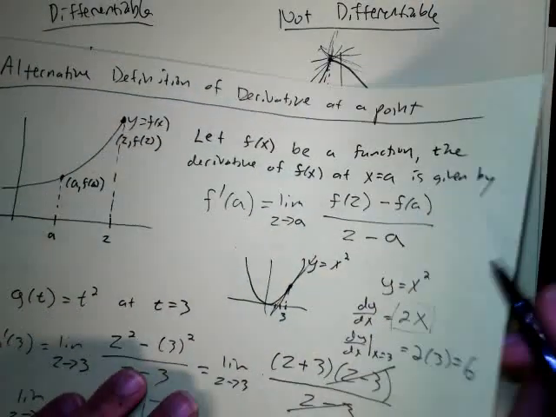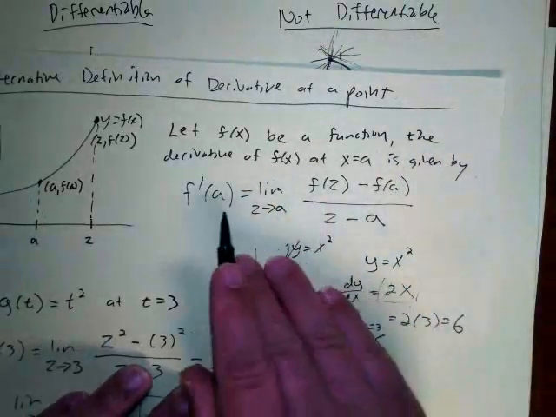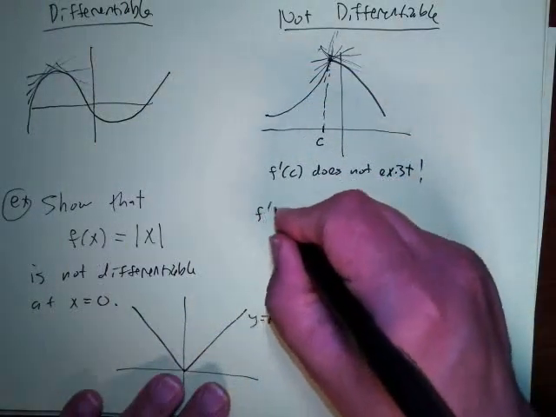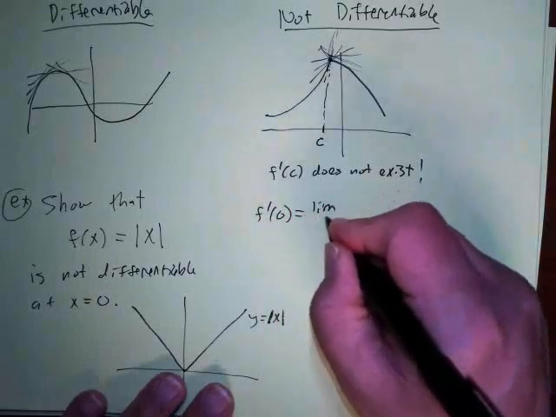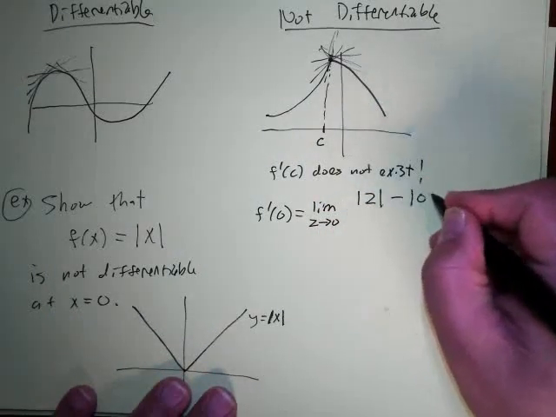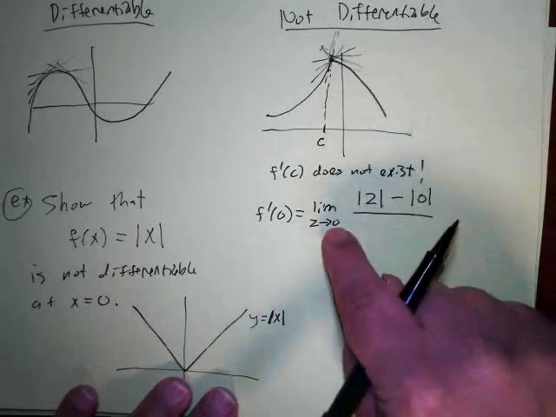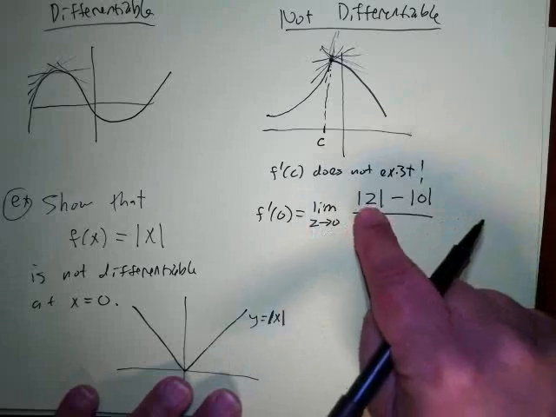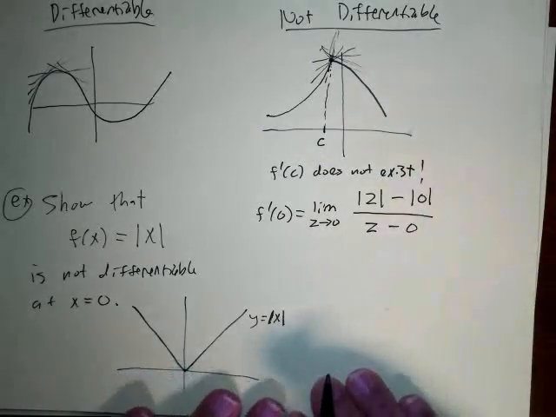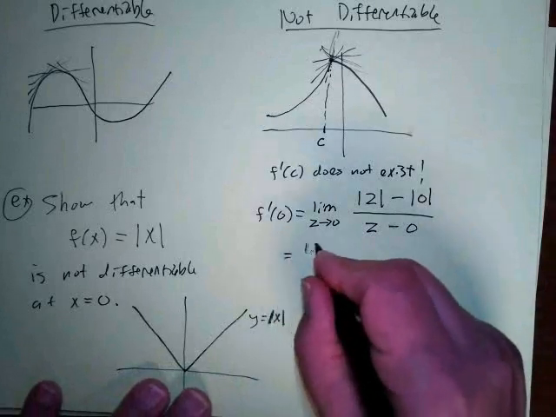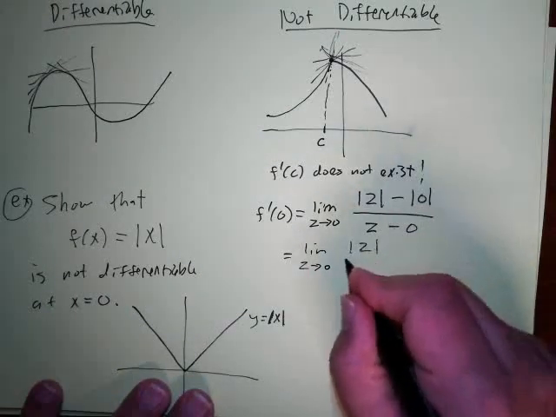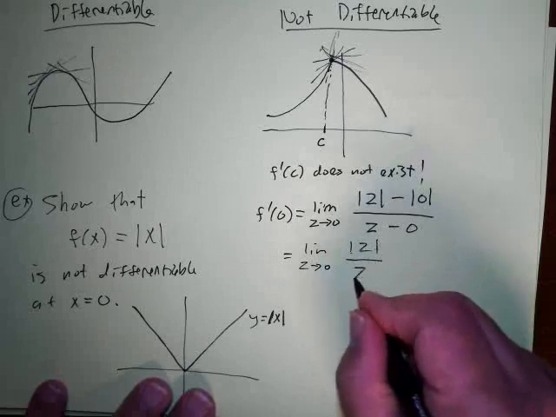So this is one reason for showing this, because to show this is not differentiable at 0, I'm going to use this definition of the derivative, okay? So I'm going to go f prime of 0 is the limit as z goes to 0 of the absolute value of z minus the absolute value of 0. So this is like your a, z approaches a, the function at z minus the function at a, and then z minus a. This would be z minus 0, okay? And this is going to equal the limit as z goes to 0. And these are just going to go away. And you're just going to get the absolute value of z over z.